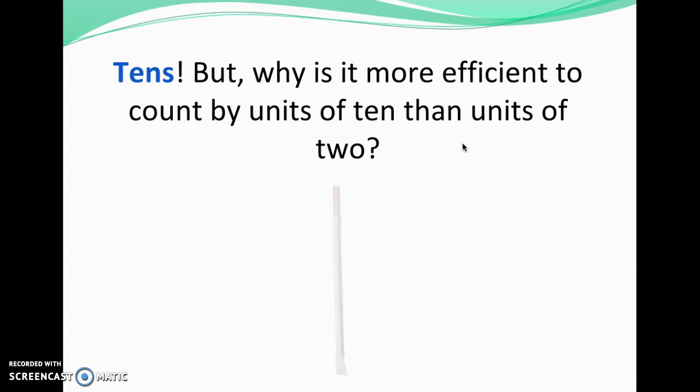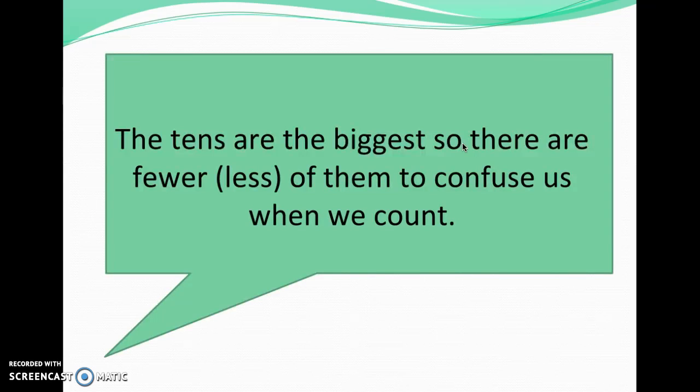Why is tens more efficient to count by than units of 2? What I'm saying is that if we group our straws into bundles of 10, we'd be able to count them the fastest. Why would it be easier for us to count groups of 10 than 2? Think about that for a minute. You could have said the tens are the biggest, so there are fewer of them to confuse us when we count. It also will go by faster.